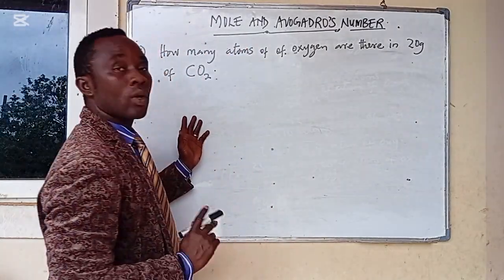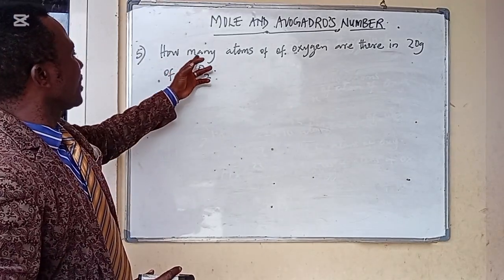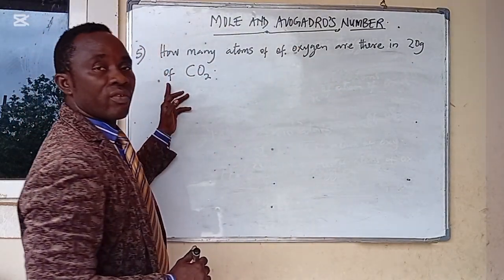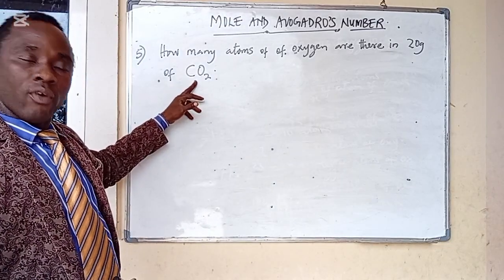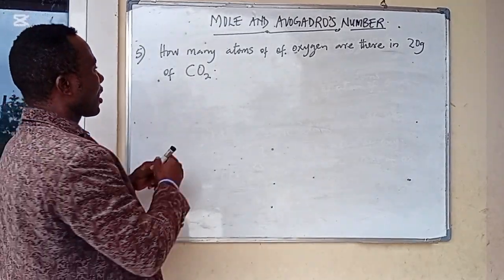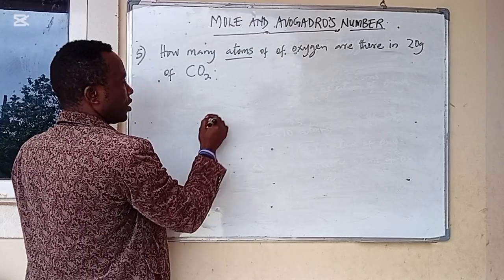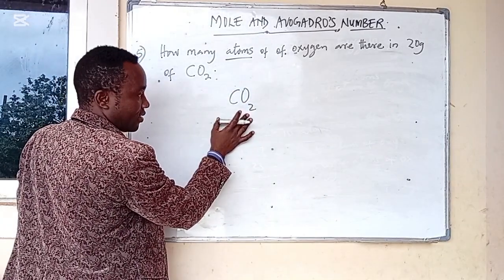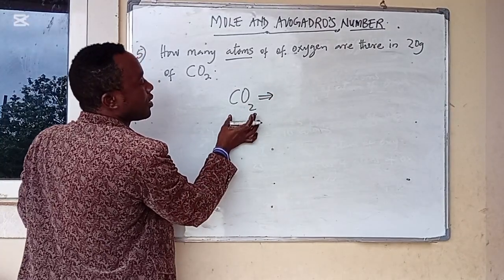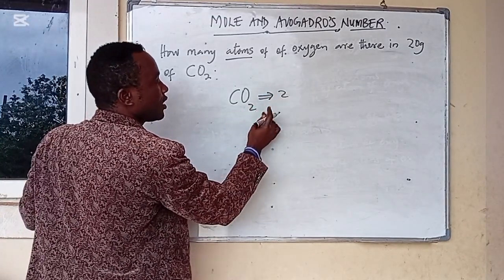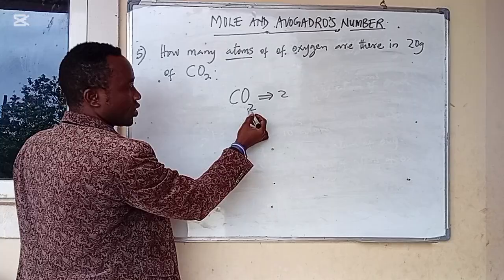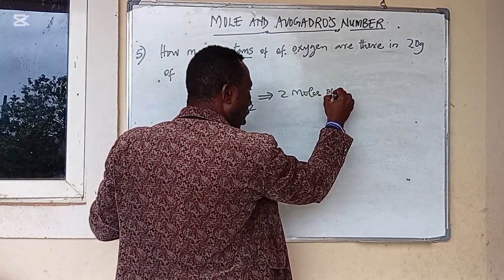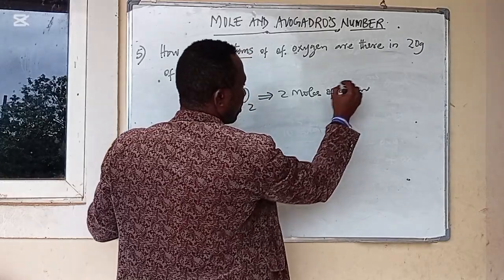Now, when we look at this, you say how many atoms of oxygen are there in 20 grams of carbon 4 oxide? How many atoms of oxygen? So when we write CO2 and say how many atoms of oxygen is here, many students will tell me that the number of atoms here is 2. It's not 2 atoms. This is not 2 atoms of oxygen, but 2 moles of atoms of oxygen.